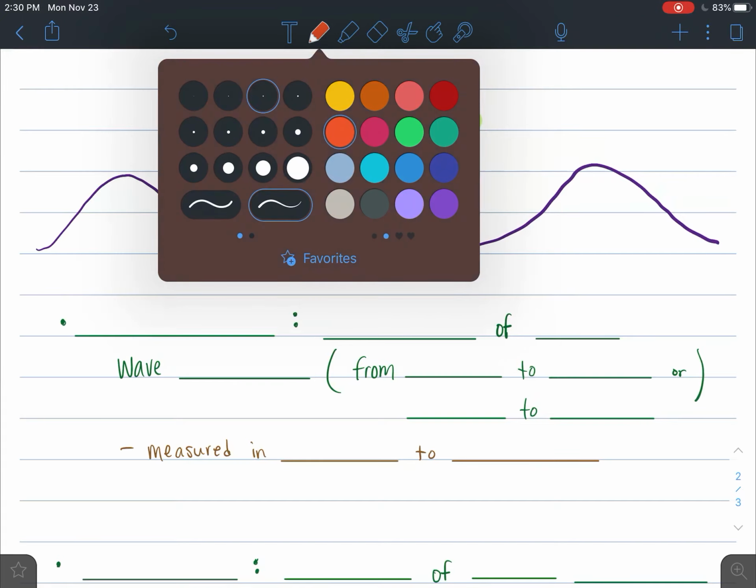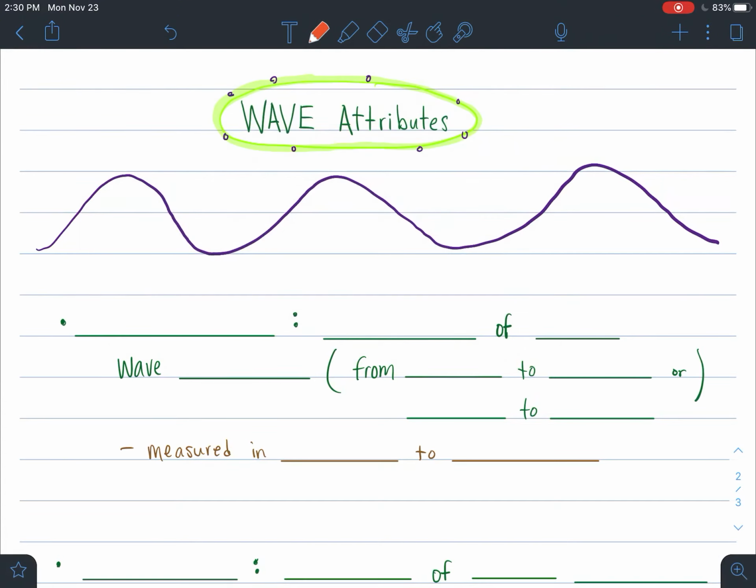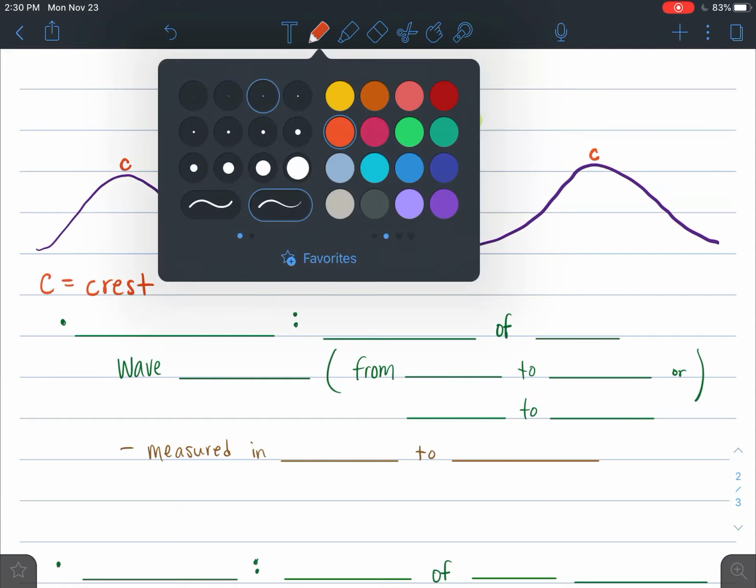Let's find a good color. Let's go with this orange. The very top of the wave, if you were to go up over a hill, we'd say that you crest the hill. So I'm going to put a C at the tops of the waves because these are called the crest. You can also think about this in an ocean. If you saw the top of a wave, you could say you saw the crest of the wave. So each of those C's represents the crest.